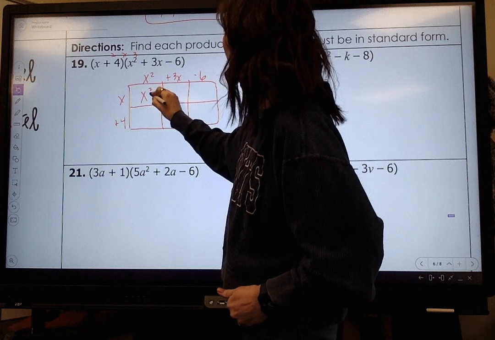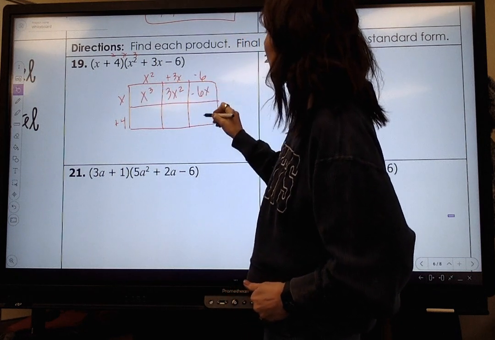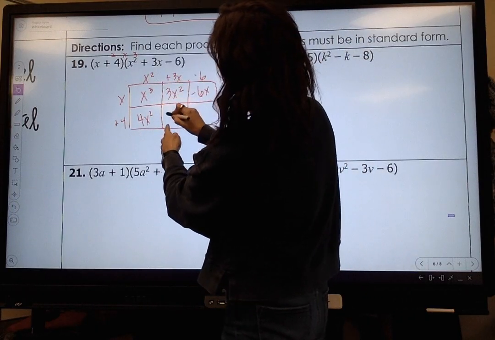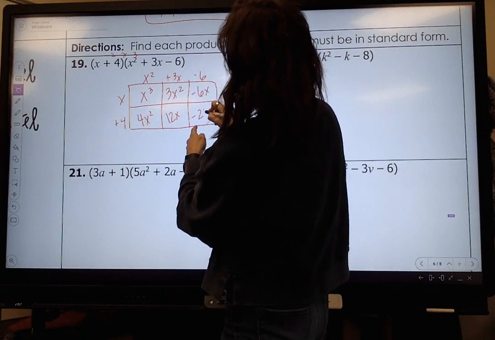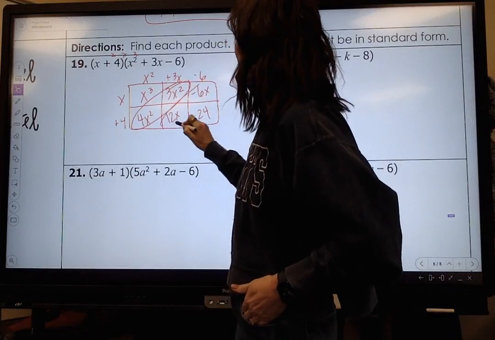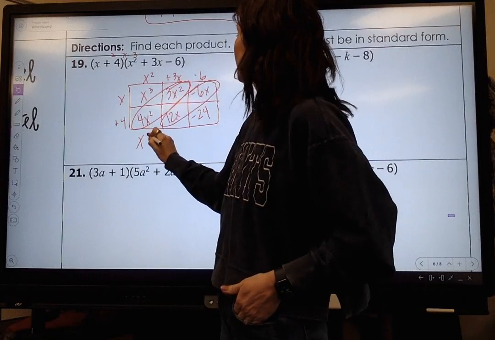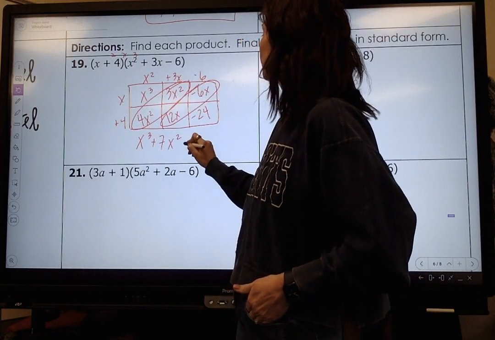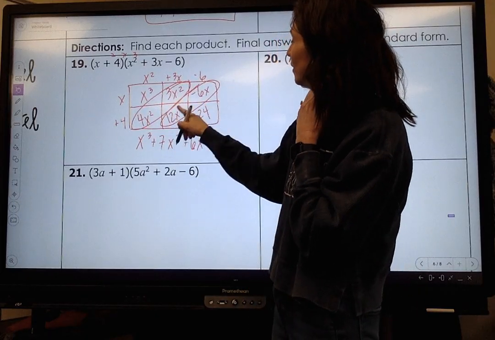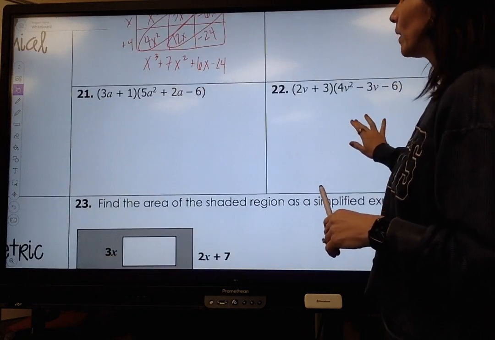So I get x to the third, 3x squared. x times negative 6 is negative 6x. And then when I multiply down here, I get 4x squared, 12x, negative 24. And I circle my like terms. So now I've got 2 pairs of like terms, and then greatest degree first. So I get x cubed plus 7x squared plus 6x minus 24. 7x squared and 6x.